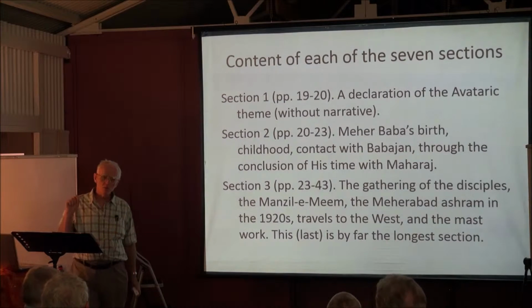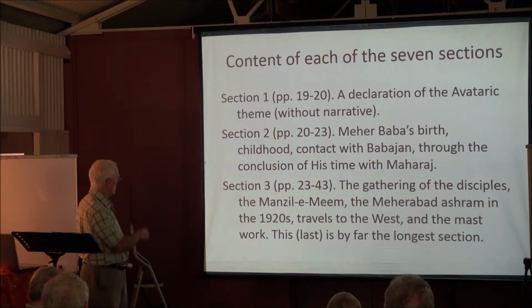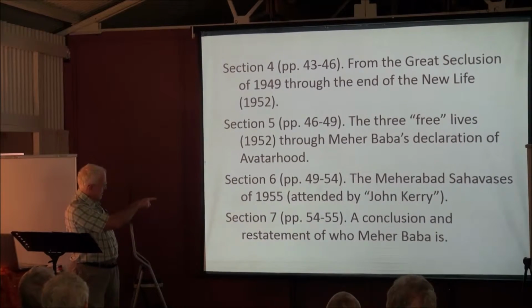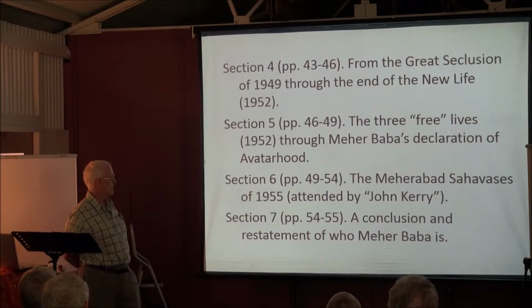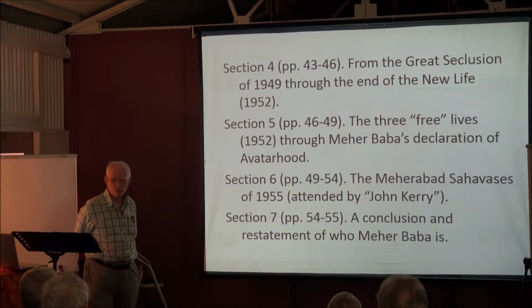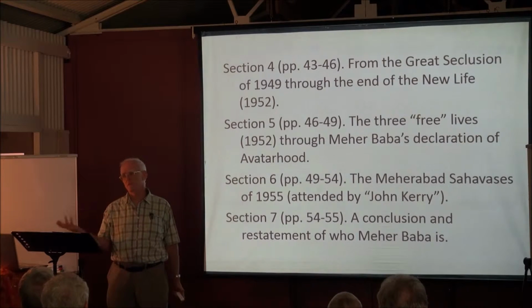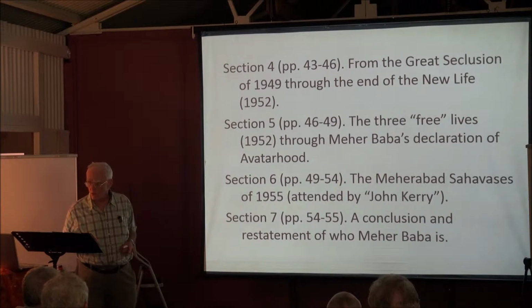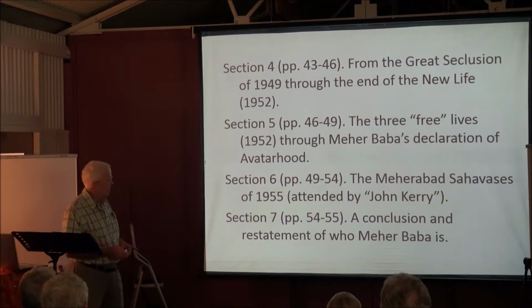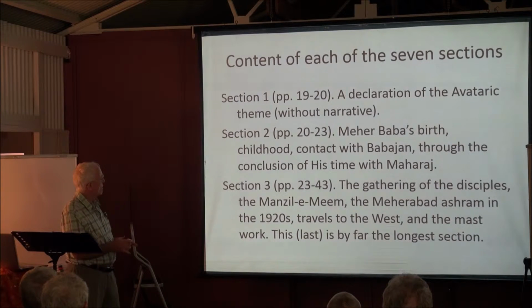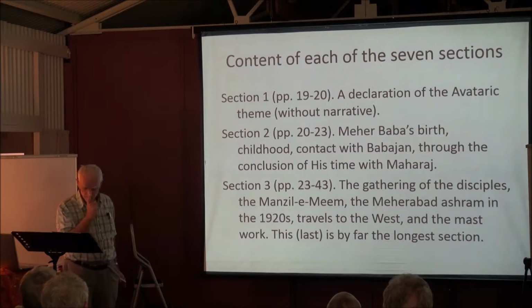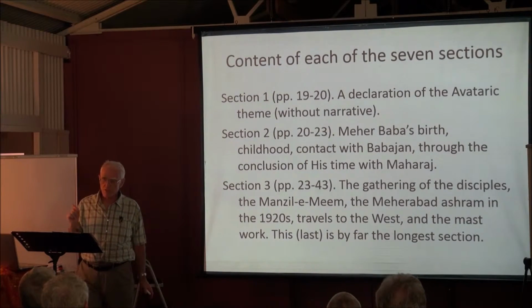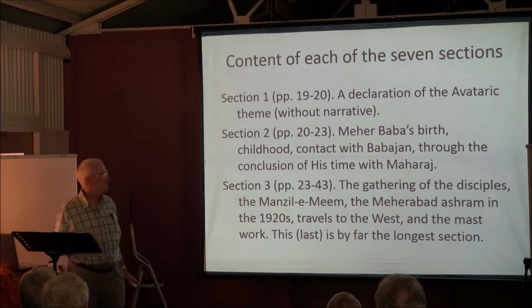And when he gets to the 1955 Sahabas, in the course of his narrative, a lot of it, this is section 6, the Mehrabad Sahabas, attended by John Carey. There he introduces himself under another name. And a lot of it is an account of Baba's discourse on that occasion. Now earlier, the opening 7 stanzas of the first section are a declaration of the avataric theme, which Francis returns to in the 5th book.